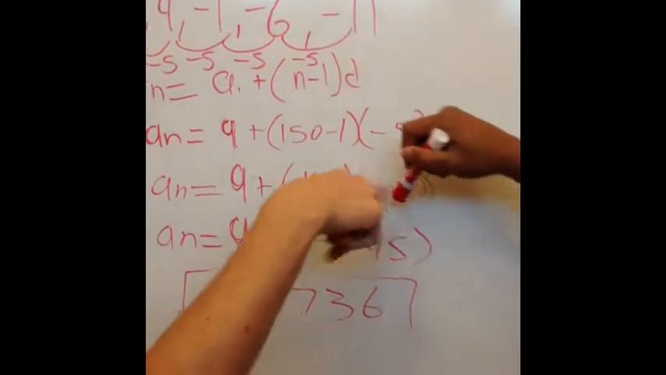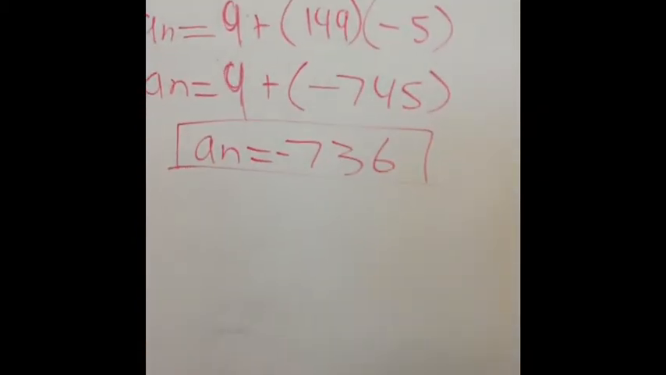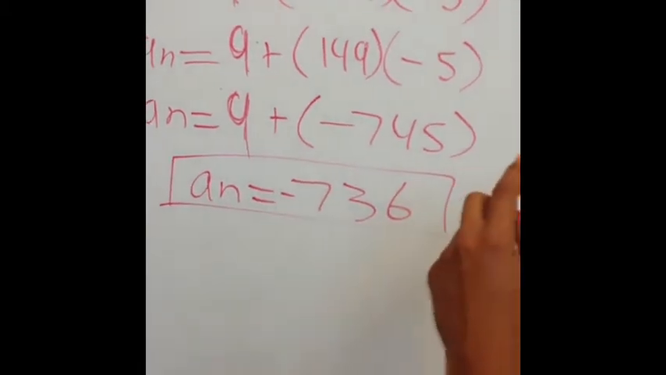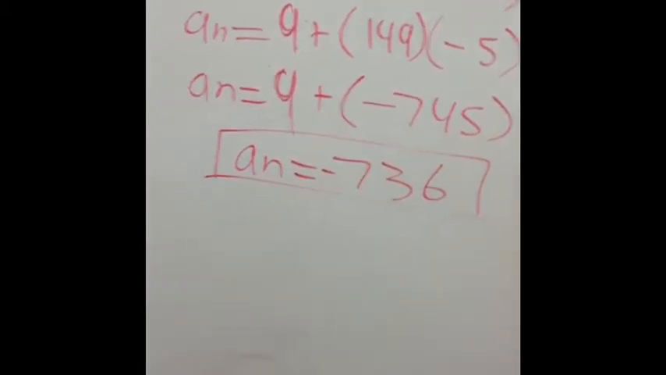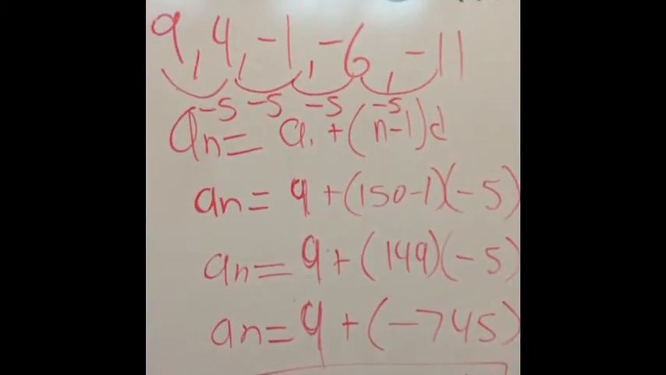And then you have to multiply these first. I got it, Dylan. Chill. Alright, I got it. So what we have to do is multiply this right here, and then you add 9, and you should get -736. And that's the answer.